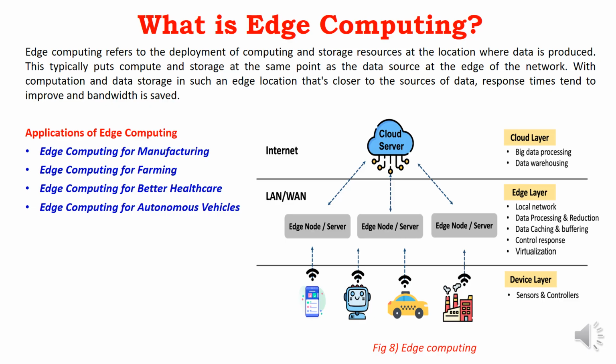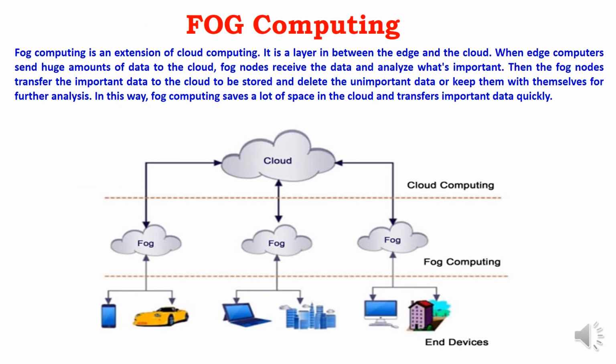Applications of edge computing: edge computing for manufacturing, edge computing for farming, edge computing for better healthcare, edge computing for autonomous vehicles. Fog computing. Fog computing is an extension of cloud computing. It is a layer in between the edge and the cloud.